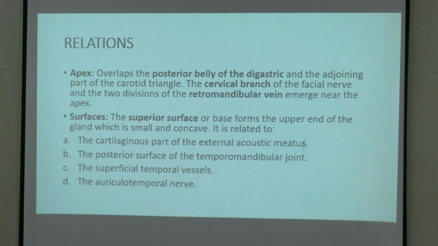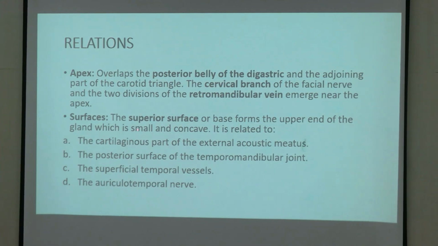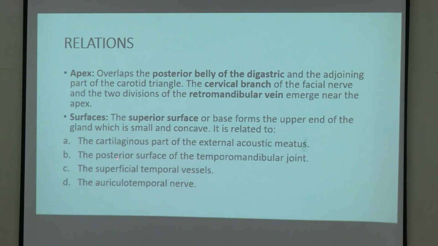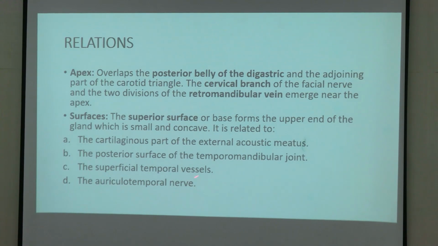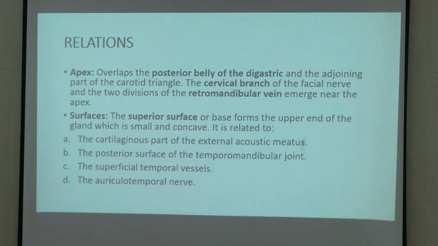Next we have surfaces. The superior surface, also known as the base, forms the upper end of the gland which is small and concave. It is related to the cartilaginous part of the external auditory meatus, posterior surface of your TMJ and the superficial temporal vessels, that is your superficial temporal artery and superficial temporal vein. And it is also related to one more important structure, that is your auriculotemporal nerve which is present in the superior surface here.